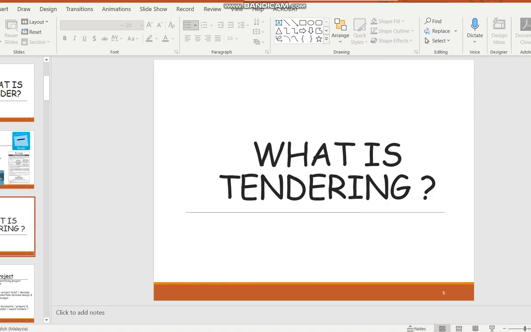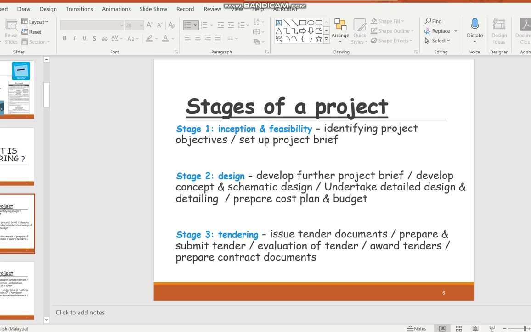So tendering is a whole process. What is tendering? It's a whole process of going out and selecting the people. So you issue the documents, prepare them, then the documents get submitted back, and then you evaluate that bid, that tender, the quotation, and then you award the tenderer.